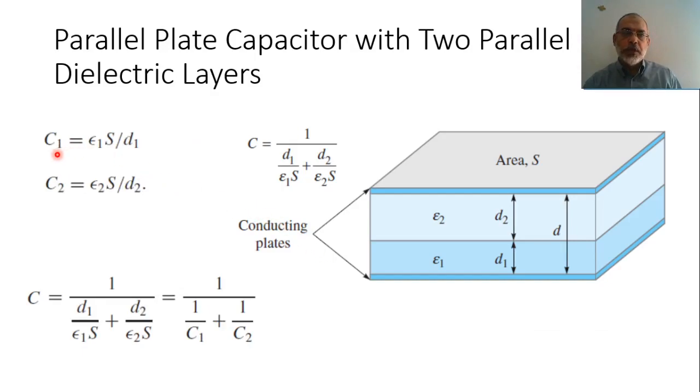So that's what we are seeing. If we imagine that the capacitance of the first dielectric is epsilon 1 S over D1, and the capacitance of the second dielectric is epsilon 2 S over D2, then the value of the capacitance that we have obtained is effectively 1 over C1 plus 1 over C2, as if we have two capacitors in series in this case. Alright?